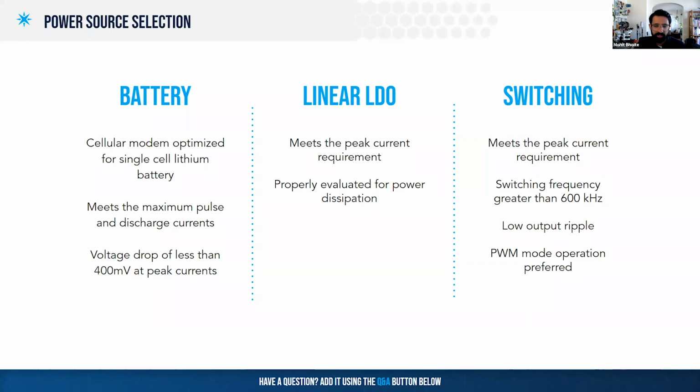In addition to current, you need to make sure that the switching frequency is above 600 kilohertz. This is to make sure that the modulation that happens on 2G and 3G bands is not affected. You need to make sure there's a low ripple on its output, and preferably use a PWM mode.